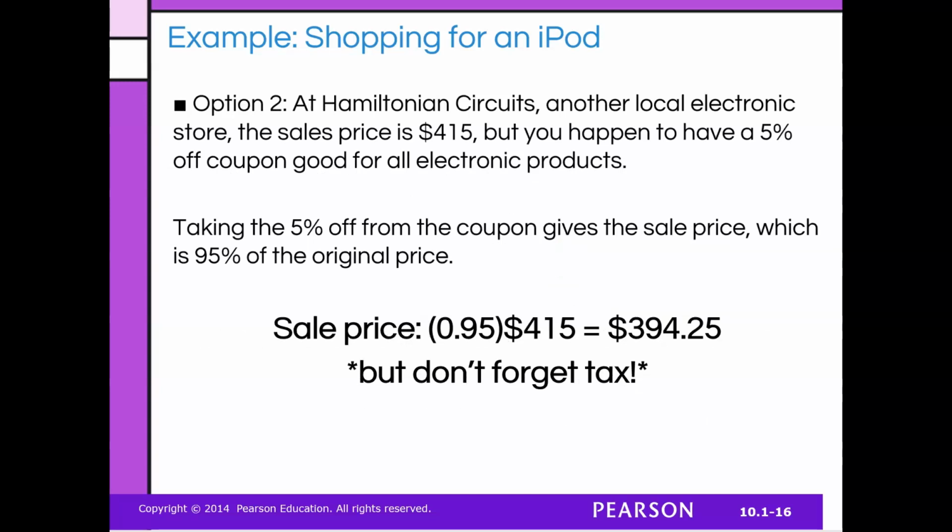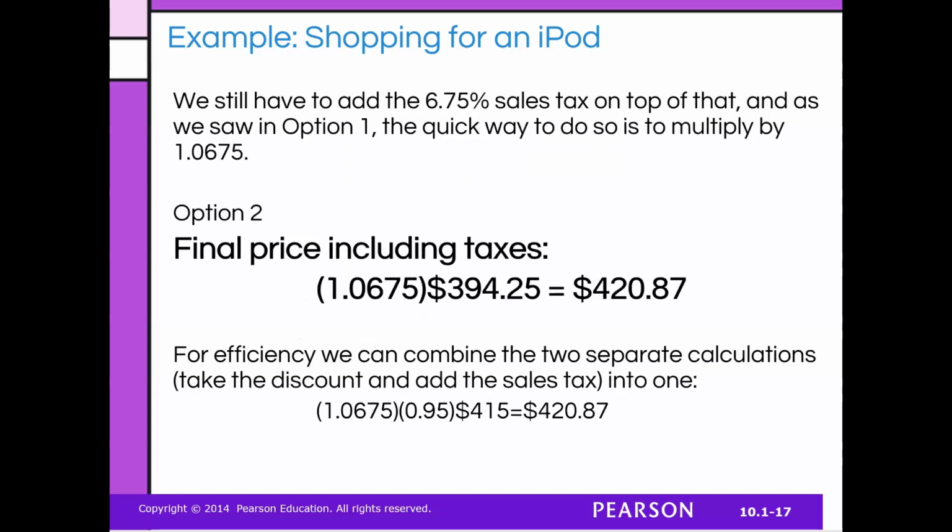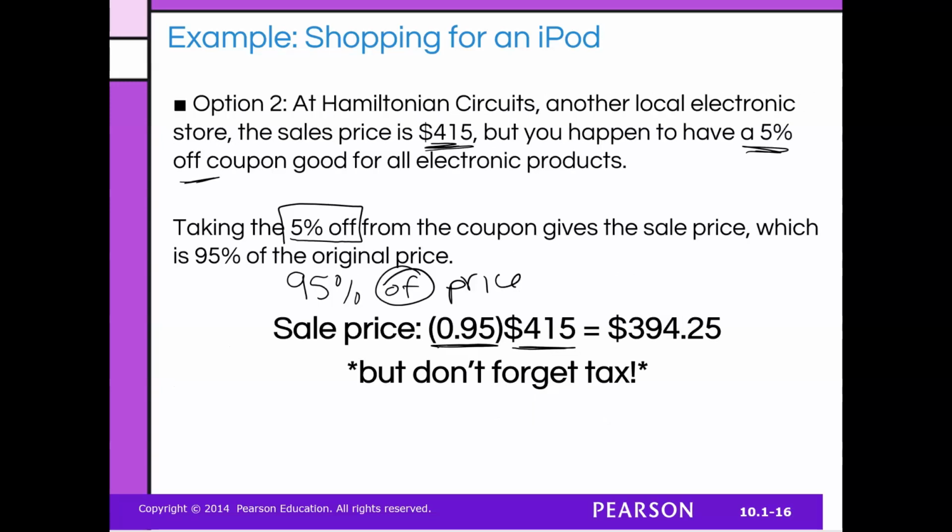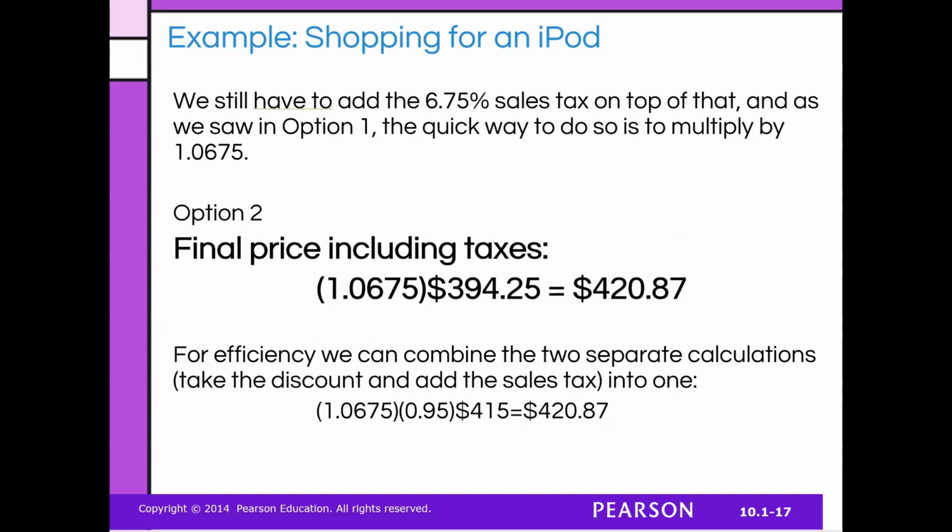Okay, let's say you're comparing now. There's another electronics store, it's $4.15, but you have a 5% off coupon. So how does that work? If you have 5% off, another way to think about it is you're only going to pay 95% of the price, right? Remember that of means multiply, so you're going to turn that to a decimal and multiply it by the price, and then of course we can't forget the tax. So we still have to add that 6.75% tax onto that amount. So now we're paying the whole amount of the $3.94 plus that additional tax, and it comes out to be $4.20.